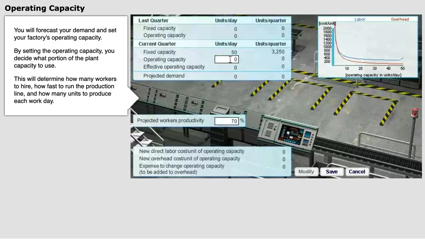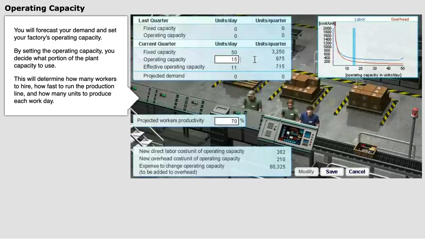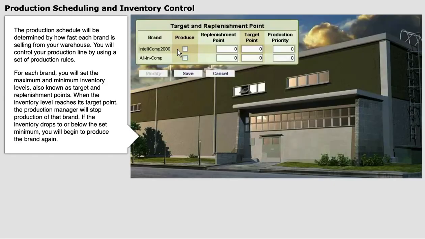You will forecast your demand and set your factory's operating capacity. By setting the operating capacity, you decide what portion of the plant capacity to use. This will determine how many workers to hire, how fast to run the production line, and how many units to produce each workday. The production schedule will be determined by how fast each brand is selling from your warehouse.